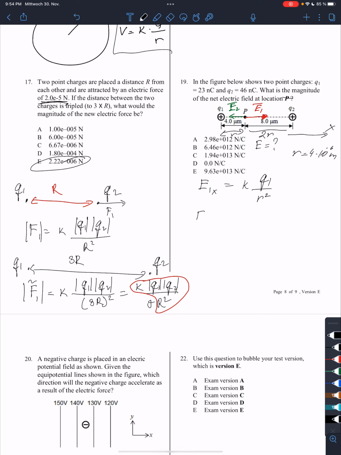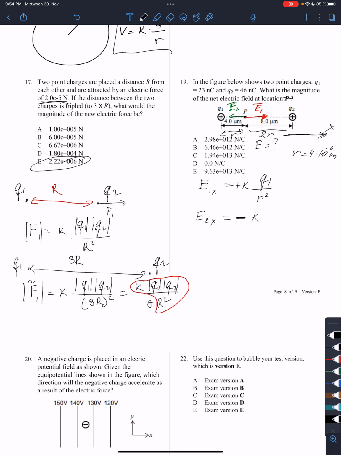Okay, so what about E2x? Oh, and by the way, E1x is with positive sign, right? As you can see, the direction of this electric field coincides with the direction of my x-axis. For E2x, the direction of the electric field is opposite to the direction of the x-axis, and therefore I should not forget to put a minus sign over here.